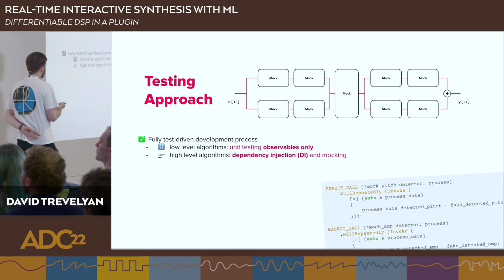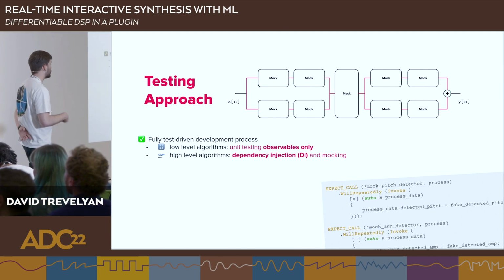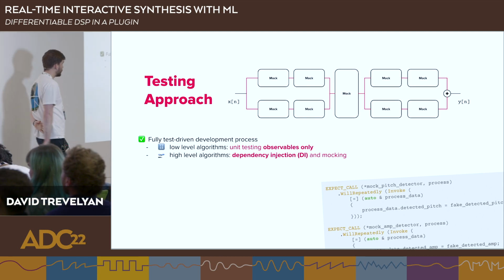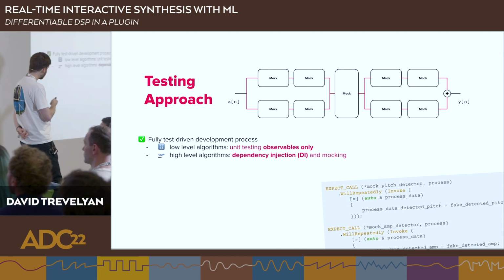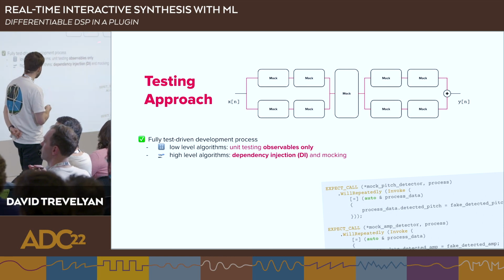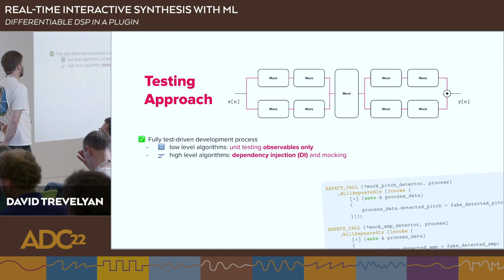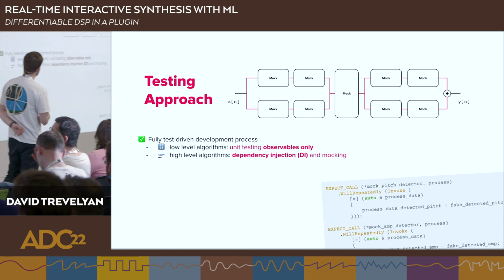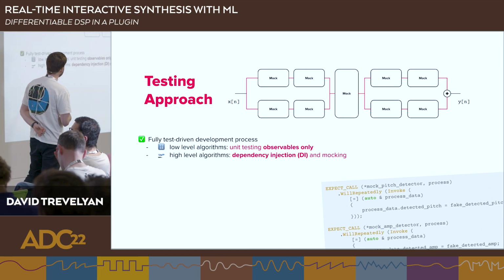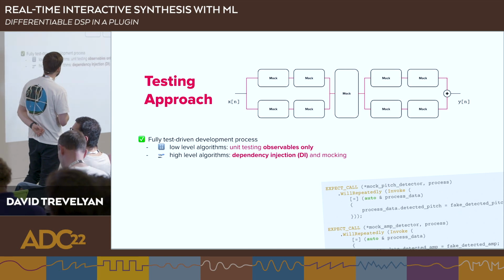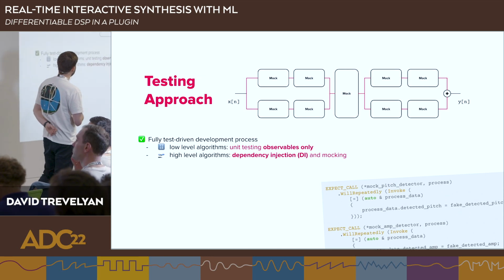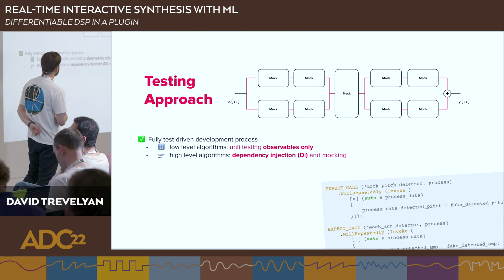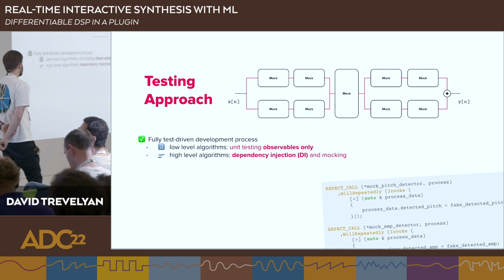But for low-level algorithms, we unit test observables only. We just check inputs against expected outputs. But for higher-level algorithms like this one, you'll recognize this picture. We use a lot of dependency injection and mocking, and that's so we can make meaningful assertions on all these bits of connecting code. So by replacing the real bits of the system with mocks, we can make meaningful assertions about what has been called on those and the data that went in and out.